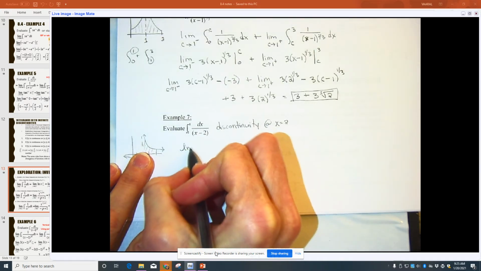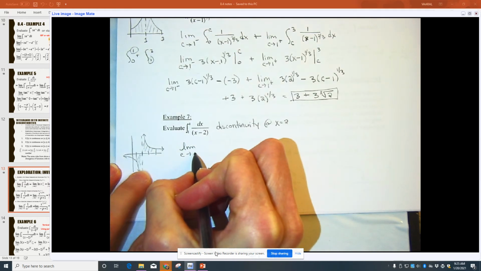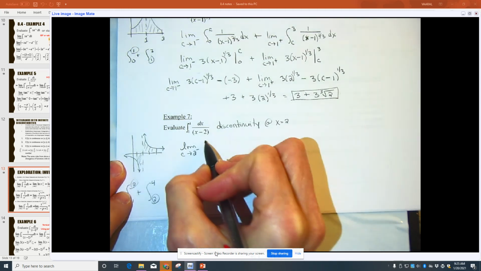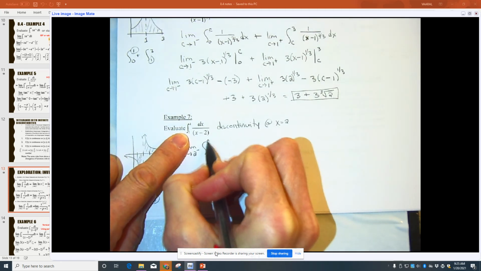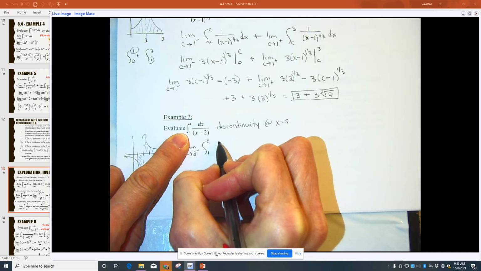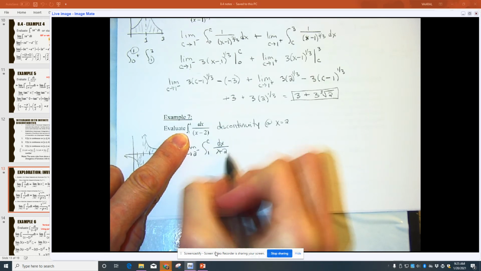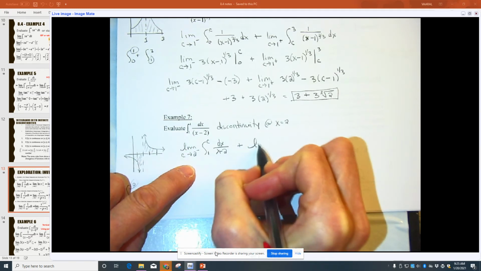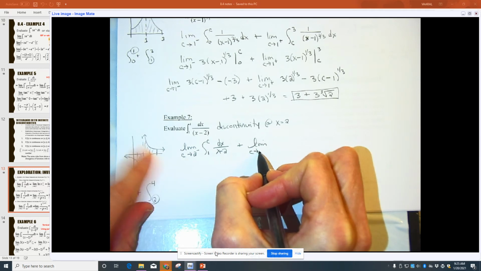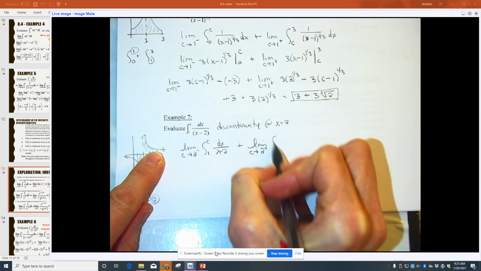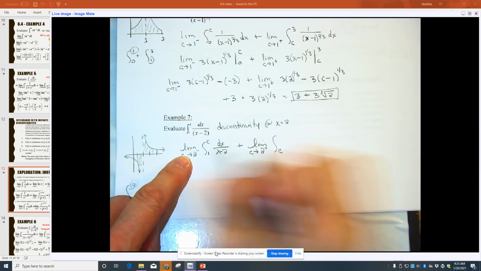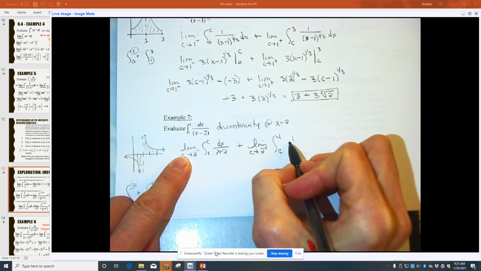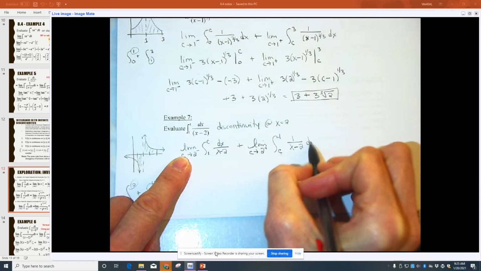So I'm going to have the limit as c approaches 2 from the left. So that's over here. And starting at 1, going to c of dx over x minus 2. Or you could do 1 over x minus 2 and put the dx out here. Plus the limit as c approaches 2 from the right. C down here, upper here, and lower here have to match, and I'm ending at 4. Same function. Here, I'll show you what I meant over there. You can also write that like that.